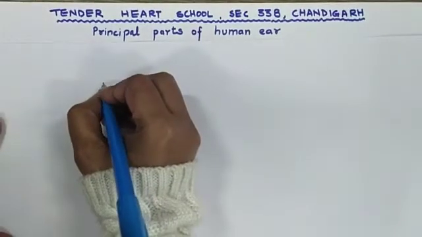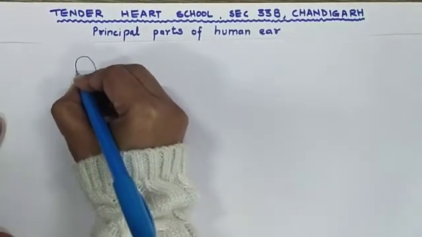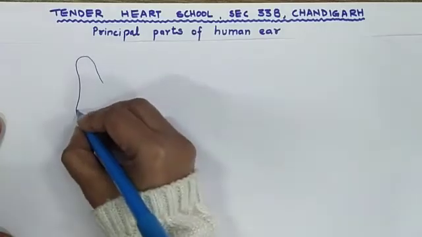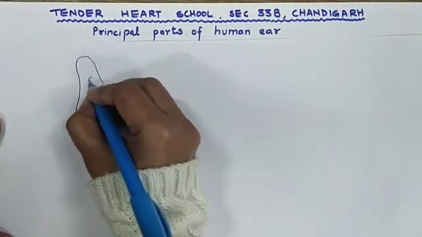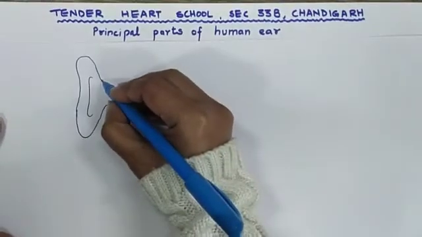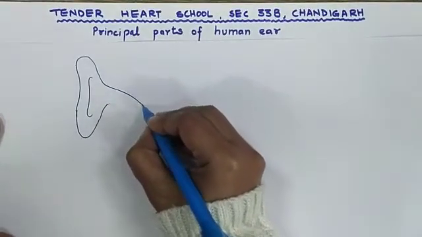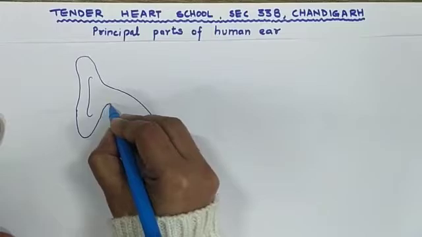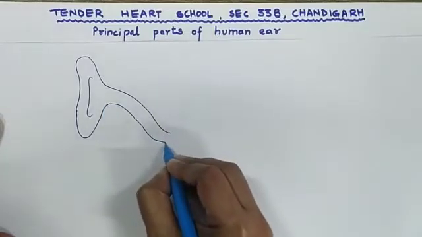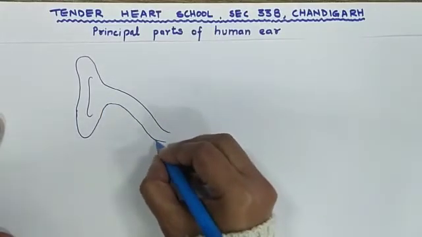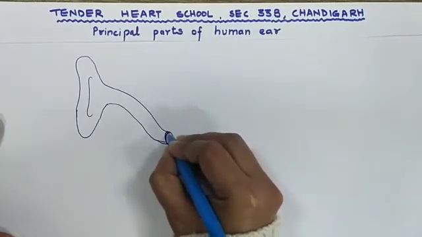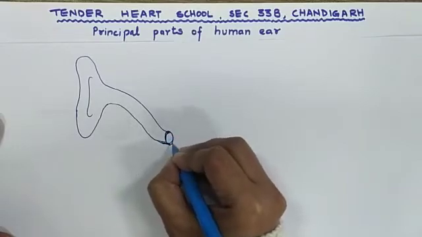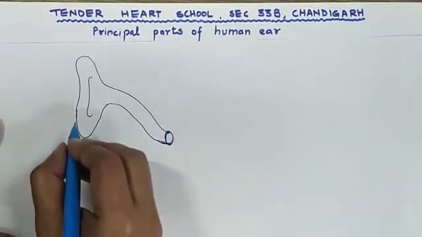The outer ear has the ear pinna. Ear pinna is here. Ear pinna is attached to the auditory canal, and the auditory canal ends at the eardrum, or what we call the tympanum. So let us label them.